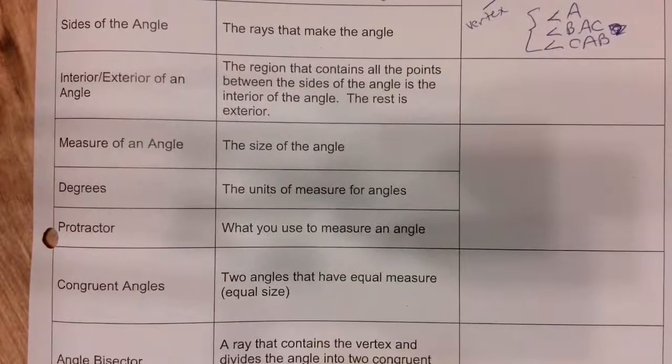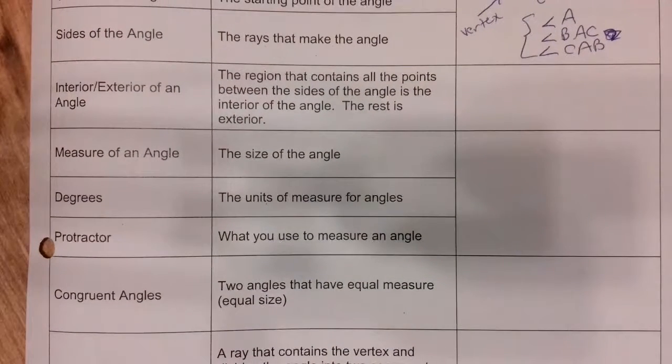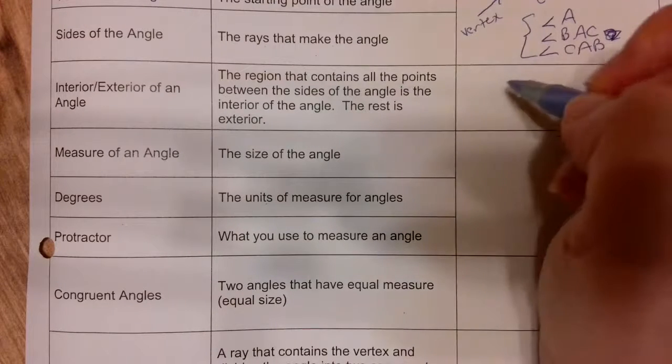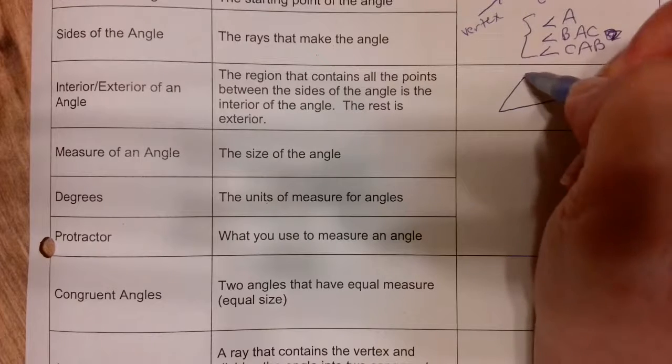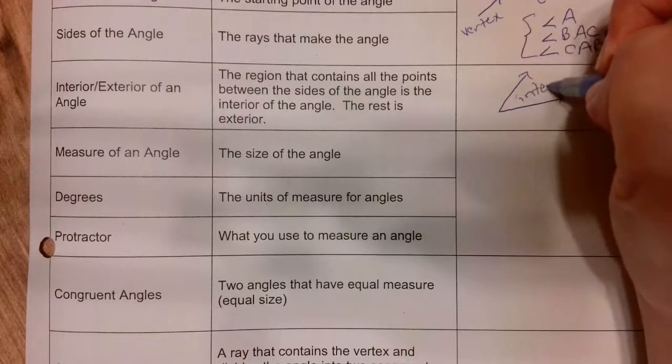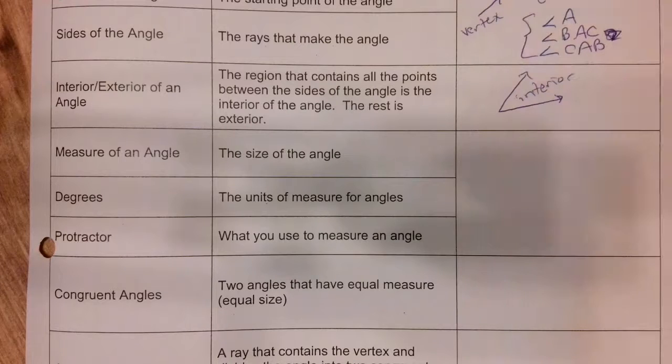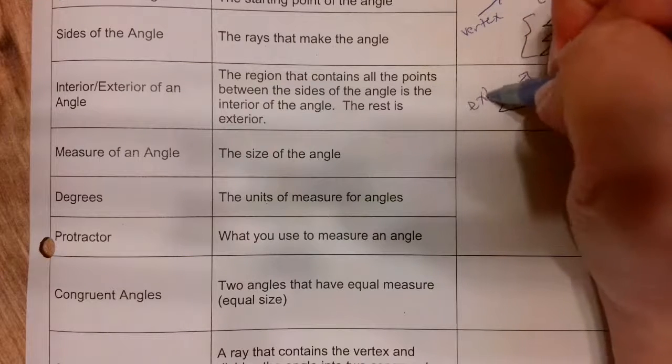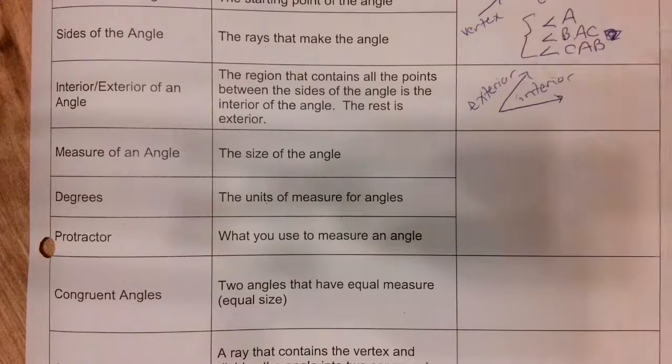Alright, the interior or exterior of an angle. You guys probably have heard the words interior and exterior before. Interior means inside, exterior means outside. If you have an angle, same thing. The interior is inside and the exterior is outside the angle.